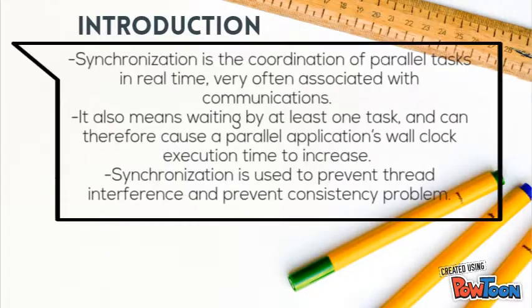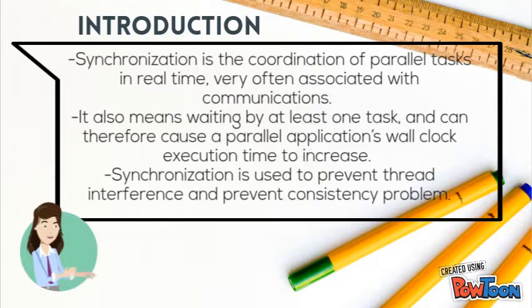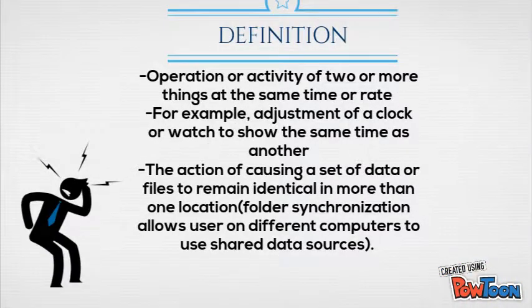Introduction. Synchronization is the coordination of parallel tasks in real time, very often associated with communications. It also means waiting by at least one task, and can therefore cause a parallel application's wall clock execution time to increase. Synchronization is used to prevent thread interference and prevent consistency problems. Definition: operation or activity of two or more things at the same time or rate.